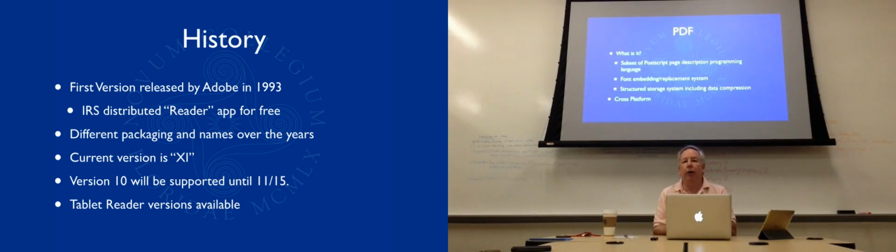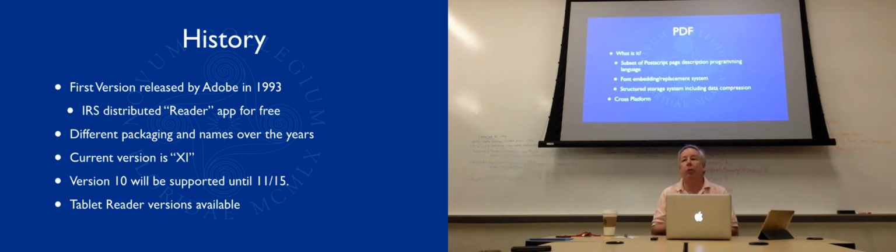And the other third leg of it is a structured storage system, which includes data compression. This is why you can get a pretty good sized file, even with images, and create a PDF of it and make it a reasonably small file, especially if you tell it to do some optimization. And if we get to that, we can look at that. I'm not using any documents where that's much of an issue today, but we can see that.